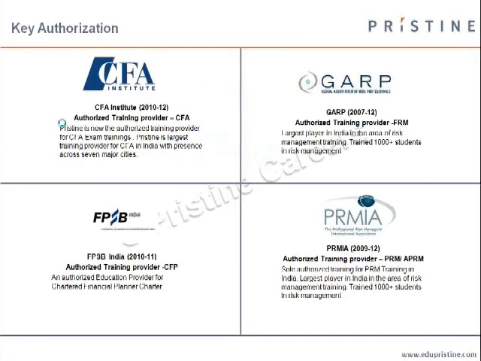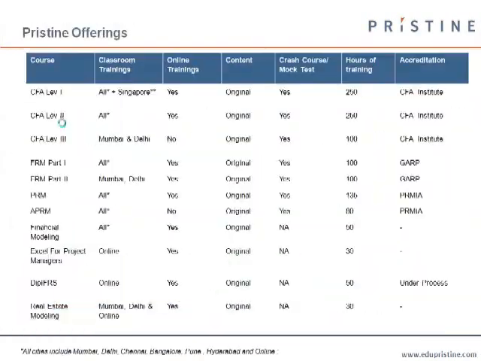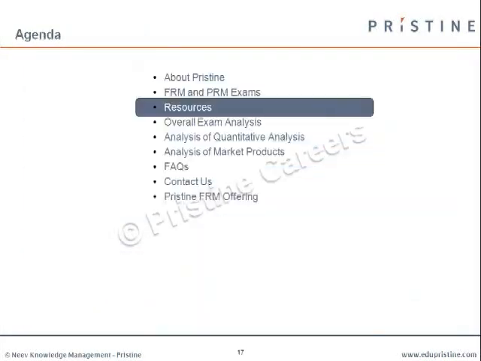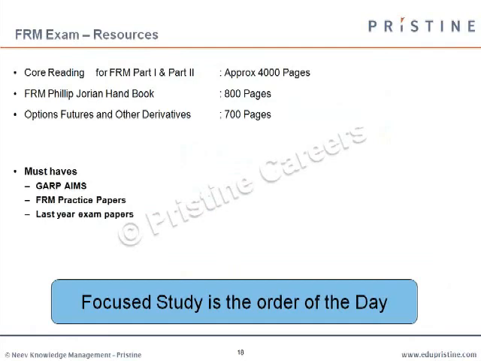Now, coming to what the good textbooks to read are, and what I recommend. Let me take you to this slide. Okay, EduPristine materials are definitely good. But I strongly recommend two more supplementary textbooks. Number one, there is a textbook called the FRM Handbook. The author is Philippe Jorion.